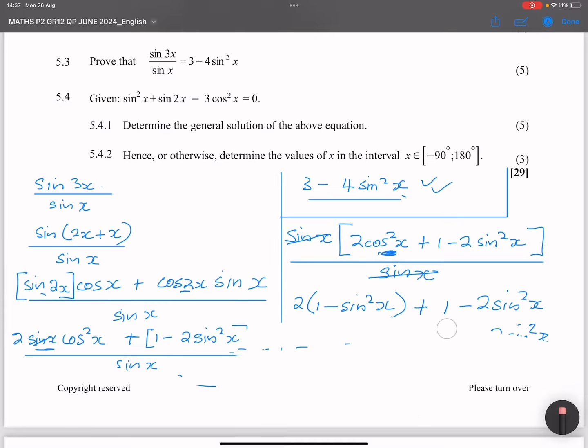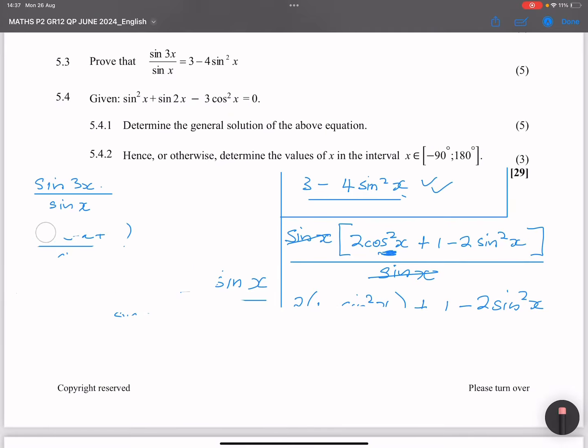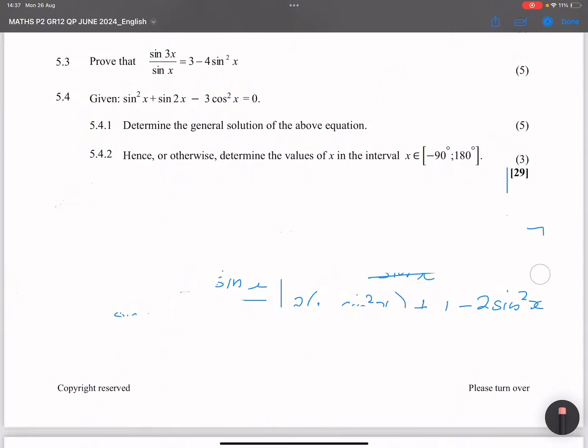Right, so let's go on to the next one. All right, and they say to us, sine squared of x plus sine 2x minus 3 cos squared of x is equal to 0. They want us to determine the general solution of the above equation. Right, now, I want us to note there. Right, so we want to find the general solution of this.